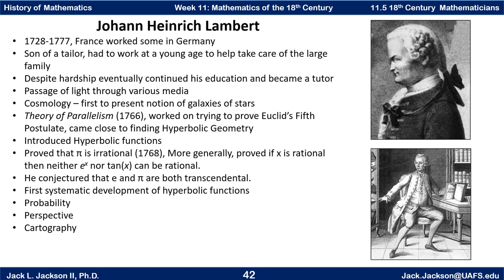He did introduce hyperbolic functions as one of the first ones to work with those and do a lot with it. But probably the thing he's most famous for is he was the first one to prove that pi is irrational, which he did in about 1768. More generally, he proved if x is rational, then neither e to the x nor tangent of x can be rational. And of course, since tangent of pi over 4 is 1, from there you can get to the fact that pi has to be irrational. He conjectured that e and pi were both transcendental, but was not able to prove that. That proof had to wait for later.